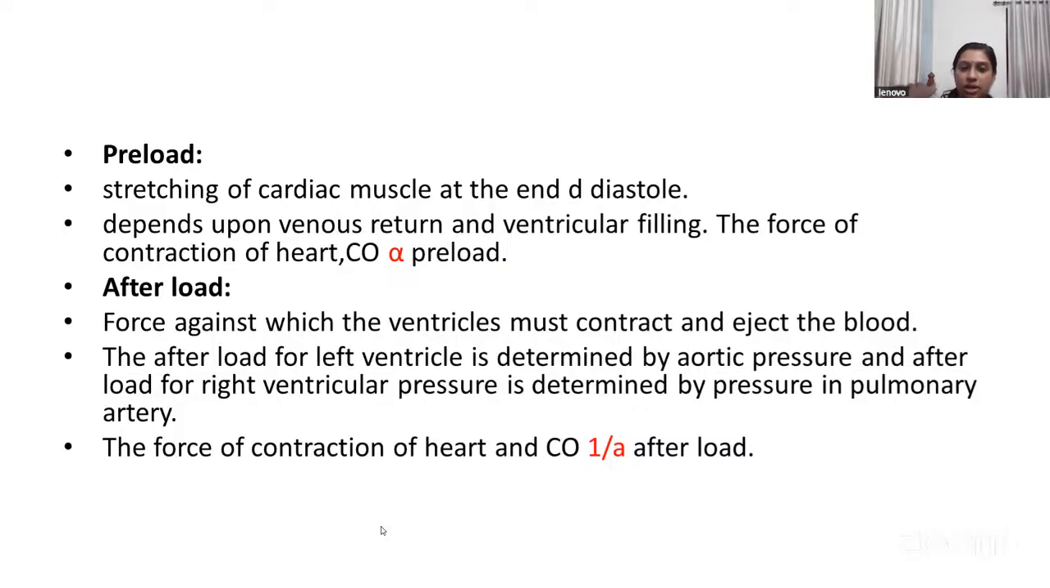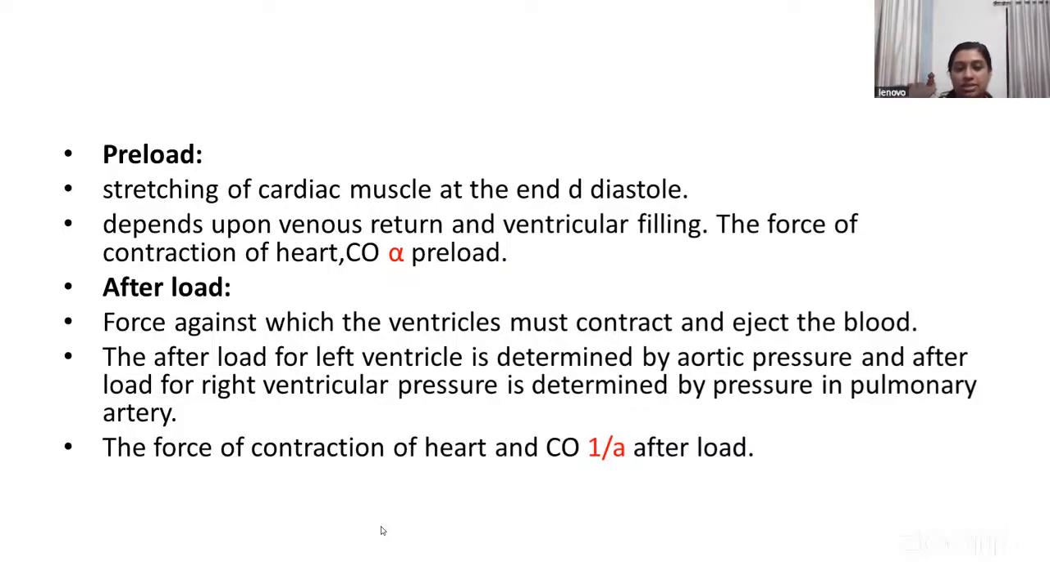So the stretching of cardiac muscle at the end of diastole is called preload. It depends upon venous return: if venous return is more, the preload will be more. And if the ventricular filling is more, then the preload will be more. And the force of contraction of the heart and cardiac output are directly proportional to the preload.